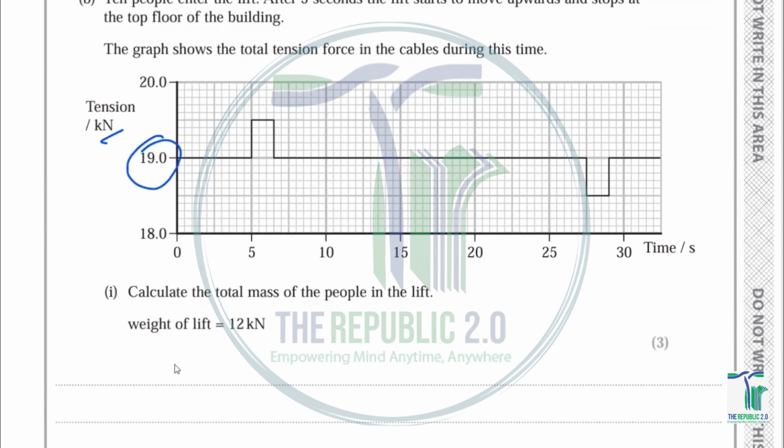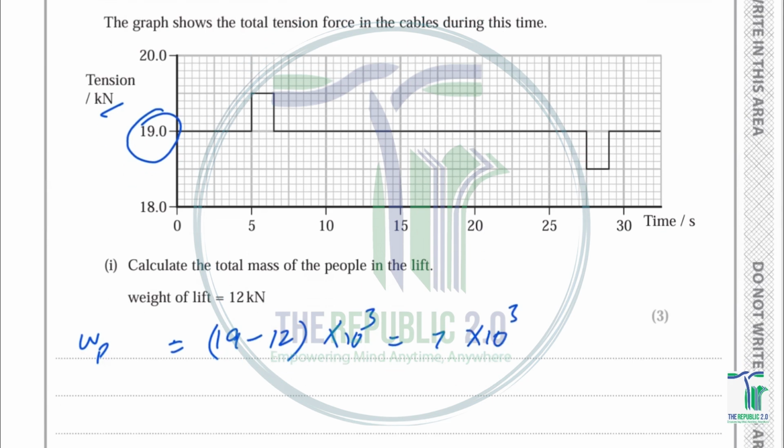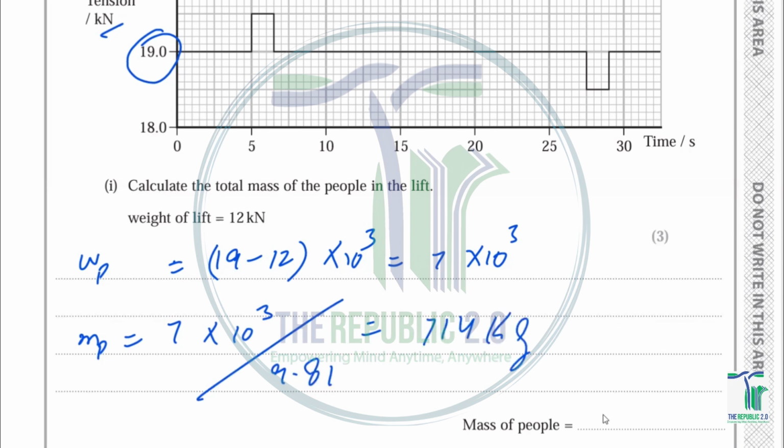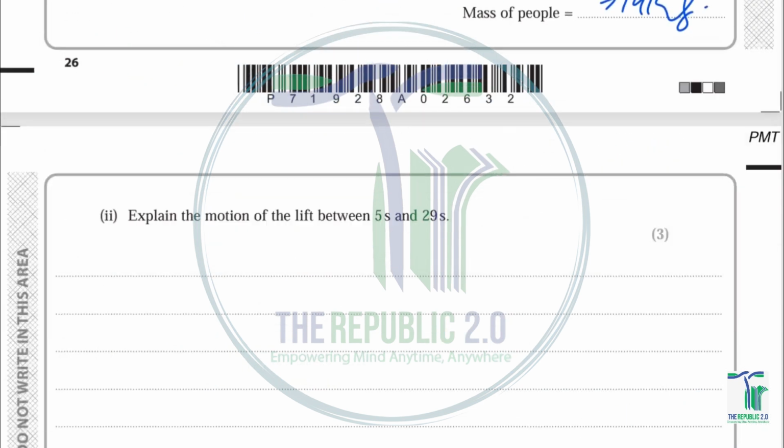So what does that mean? The total weight of the people is going to be 19 minus 12 kilonewtons. And that comes out to be 7 times 10 raised to the power of 3 newtons. Once you've got the weight of the people, I'm just going to calculate their masses. So the mass of the people is going to be 7 times 10 raised to the power of 3 divided by 9.81, and it comes out to be 714 kilograms. So 714 kilograms is the mass of the people.